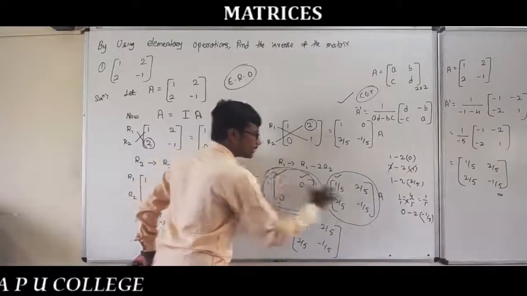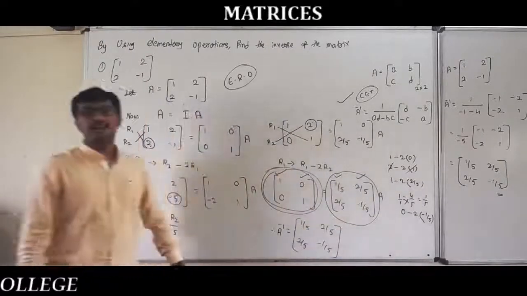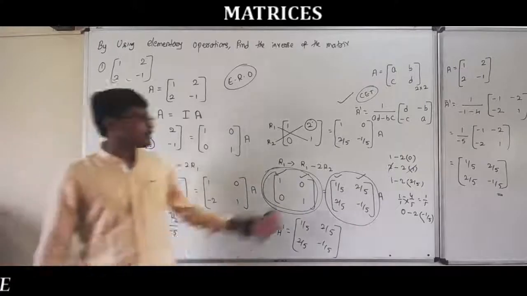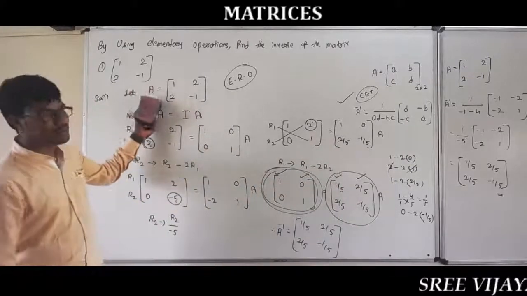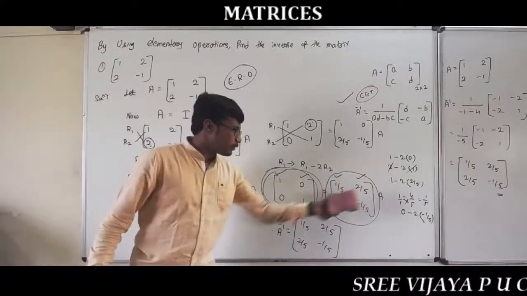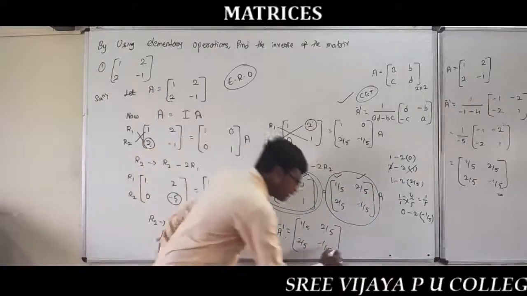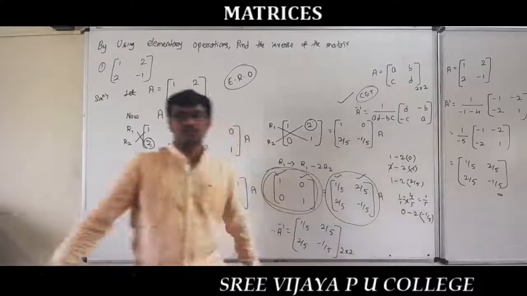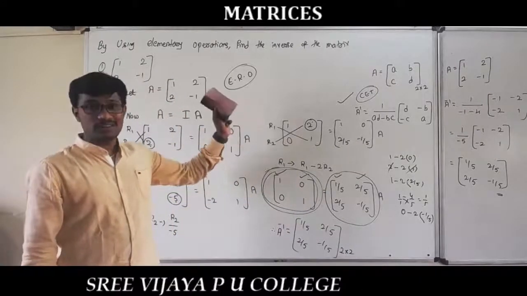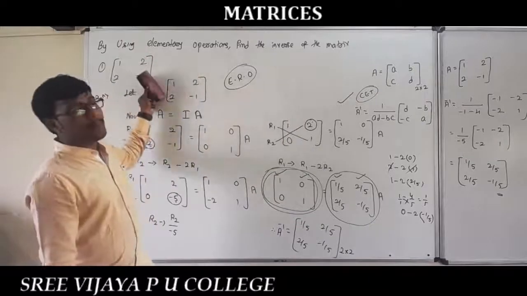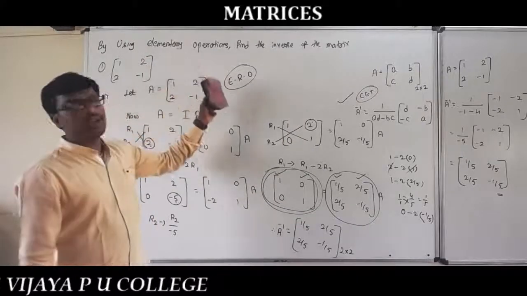See, on the left, which matrix do you get? Identity matrix. Obviously, on the right, that is the inverse of the given matrix. For the given matrix, this is the inverse: 1 by 5, 2 by 5, 2 by 5, minus 1 by 5. This is also of which order? 2 cross 2 only.